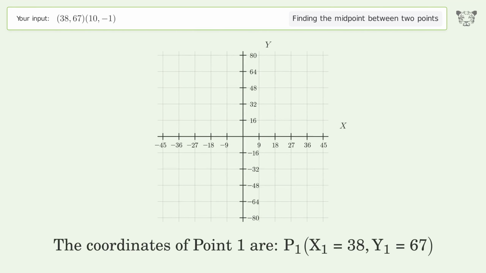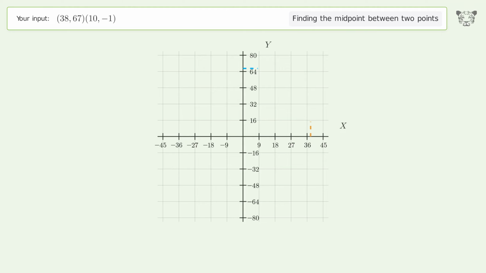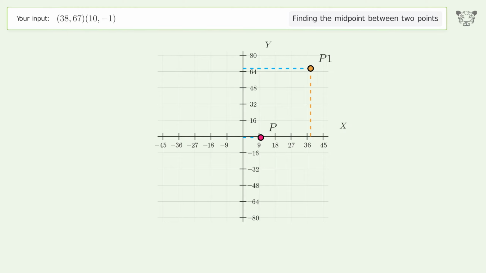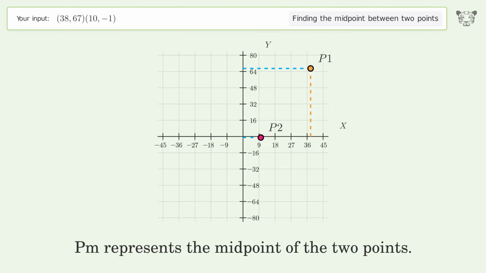The coordinates of point 1 are x1 equals 38, y1 equals 67. The coordinates of point 2 are x2 equals 10, y2 equals -1. PM represents the midpoint of the 2 points.